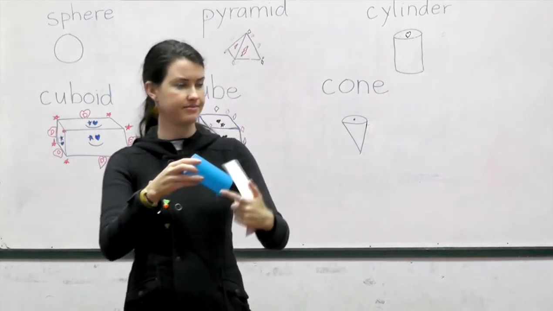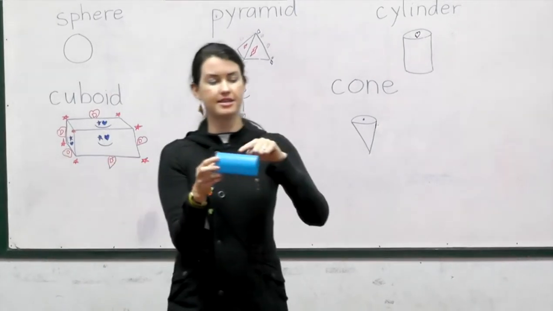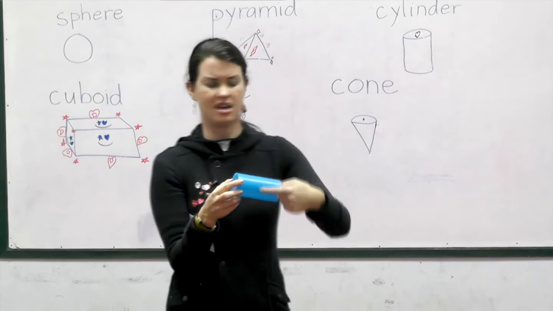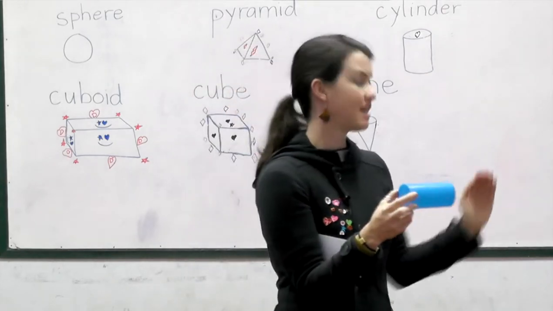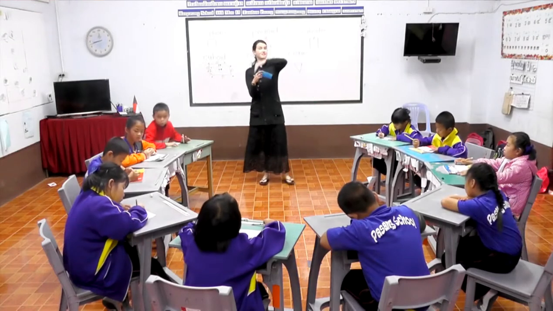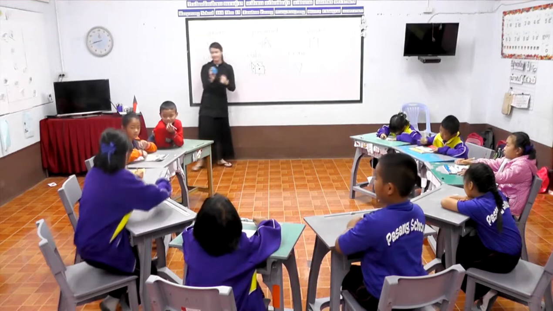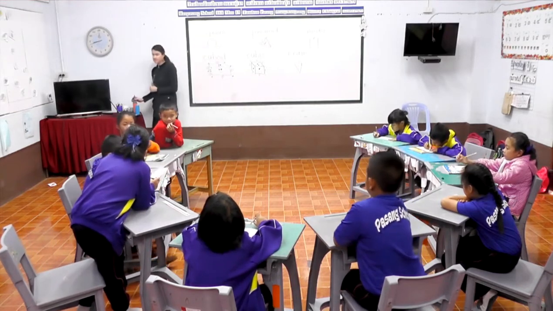Is this a side? What do you think, friends? Is this part a side? No. No, why not? Yeah, because it curves. Good. The parts that curve, those aren't sides. Our sides are flat, like here and here. Can you read what our next shape is?